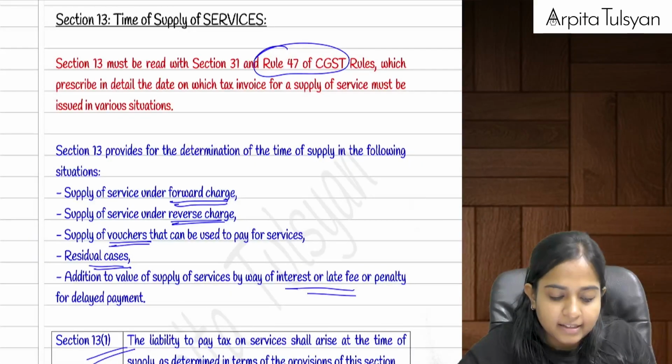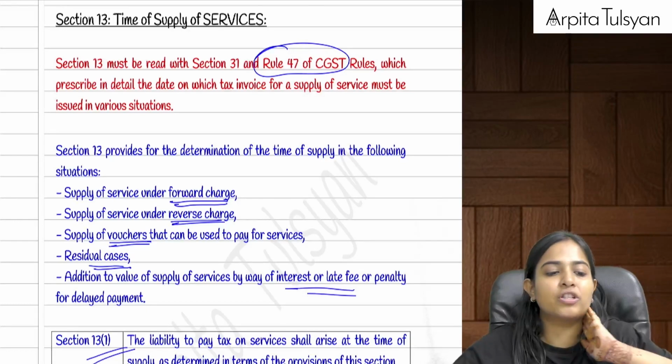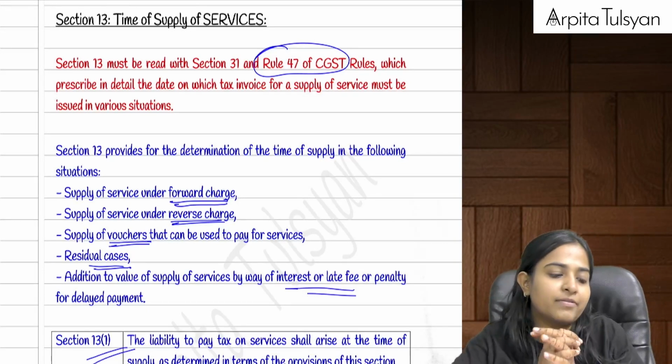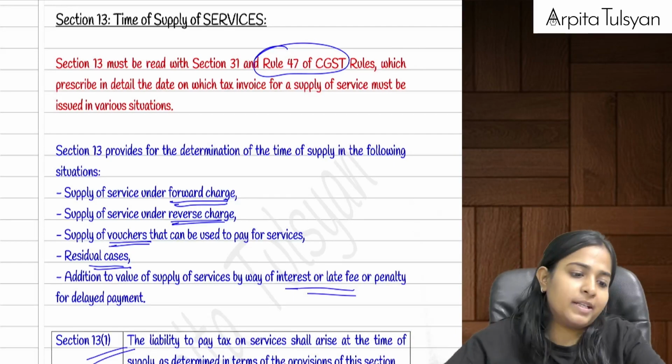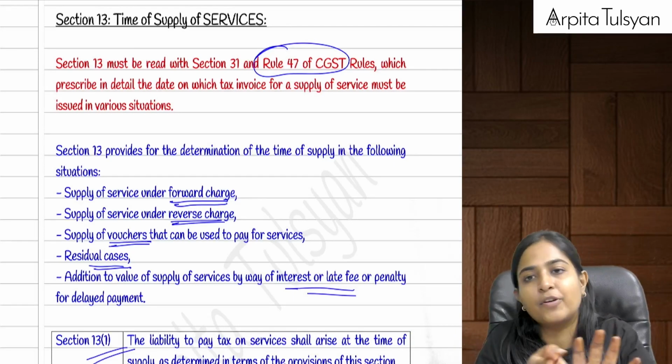Okay, so let's start ahead with section number 13, which talks about time of supply in case of services. We have already considered section number 12. Now let's go to section number 13. Same 5 things we are going to study here.